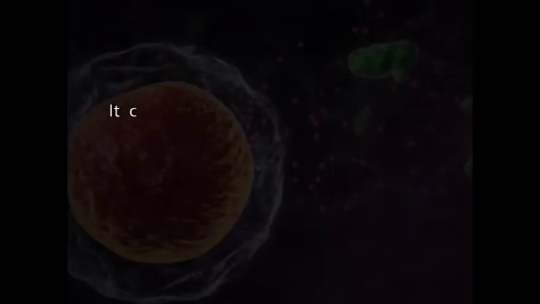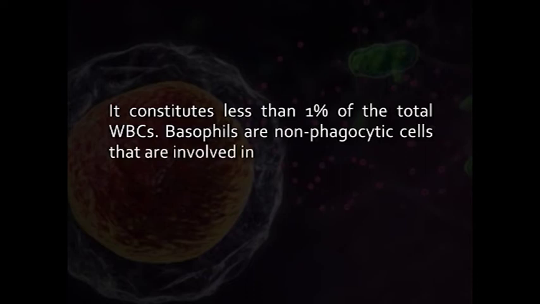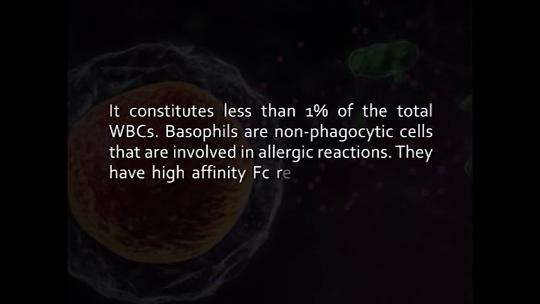Basophils. Basophils have a lobed nucleus and heavily granulated cytoplasm that stains with the basic dye methylene blue. They constitute less than 1% of the total WBCs. Basophils are non-phagocytic cells. They are involved in allergic reactions. They have high affinity Fc receptors for IgE on their membrane.